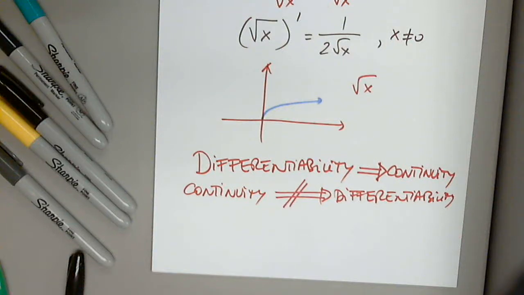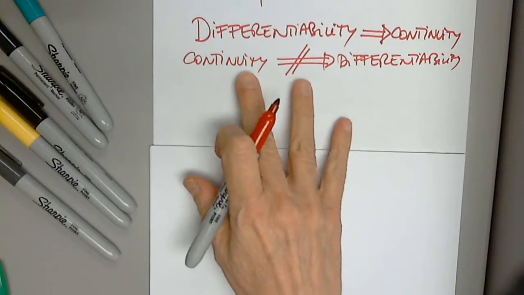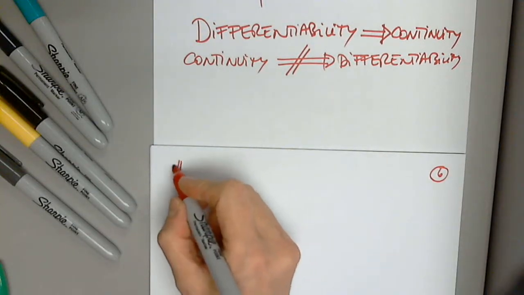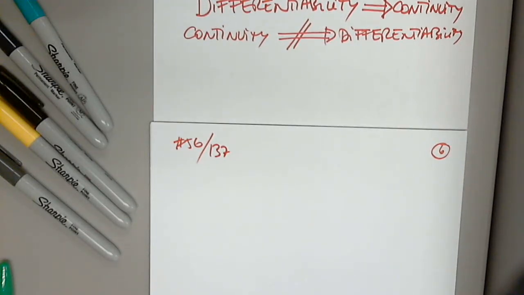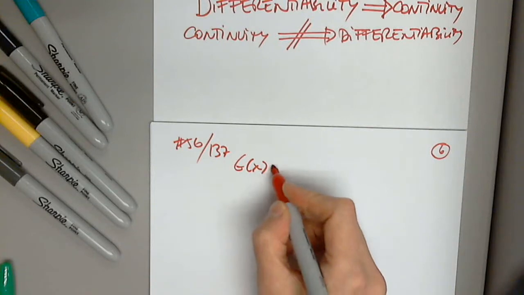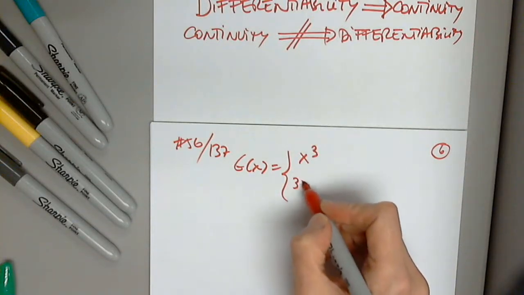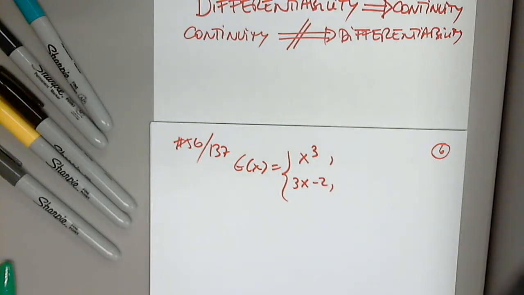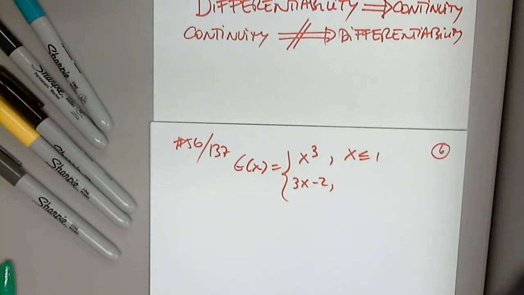Okay, so let's look at another. Let's look at 56, on the same page, 137. G of x equals x cubed, or 3x minus 2. The first branch for x less than or equal to 1, and the other branch for x greater than 1.